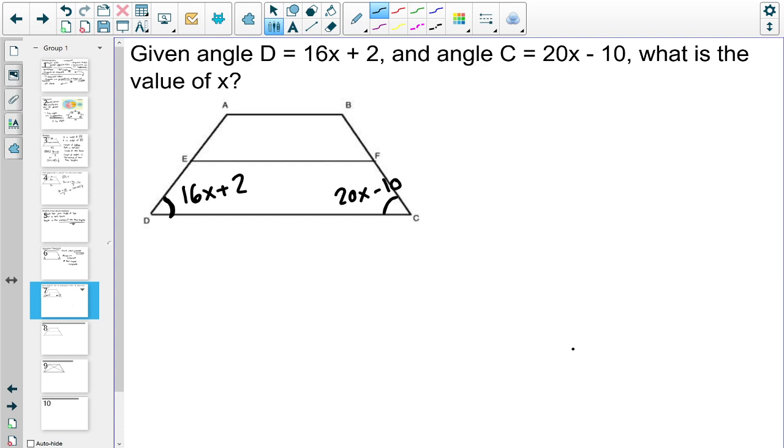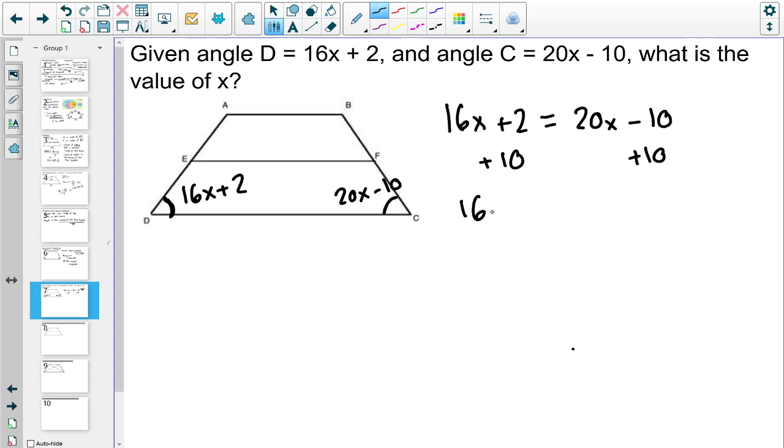Well, let's think about what we just said. We just said that the base angles are congruent. And what's congruent mean? Equal, right? So in this case, we can say that 16x plus 2 is going to be equal to 20x minus 10. And then some basic math here. Let's add 10 to both sides.